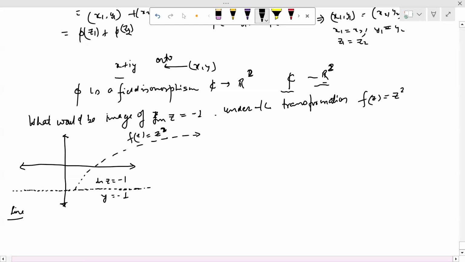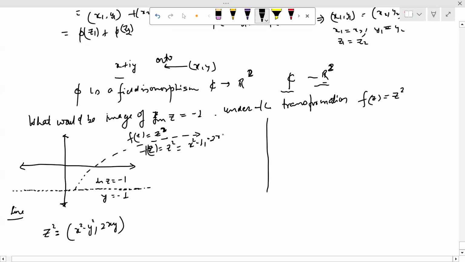You know this, we have done it quite many times: what would be z square? If z is equal to x plus iota y, then z square would be x square minus y square, comma 2xy. And if I'm talking of all the points where y equals minus 1, then f(z) equal to z square would simply be x square minus 1 comma minus 2x, right? If y is equal to minus 1, just place it.